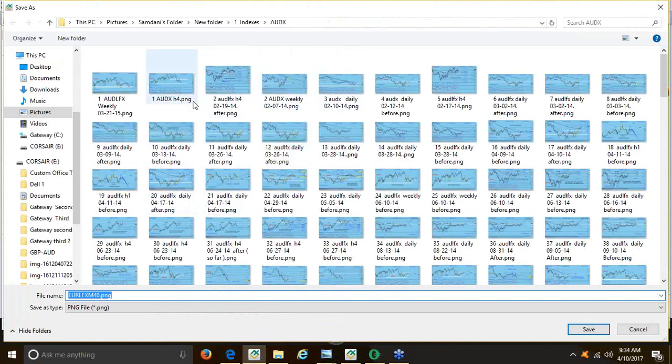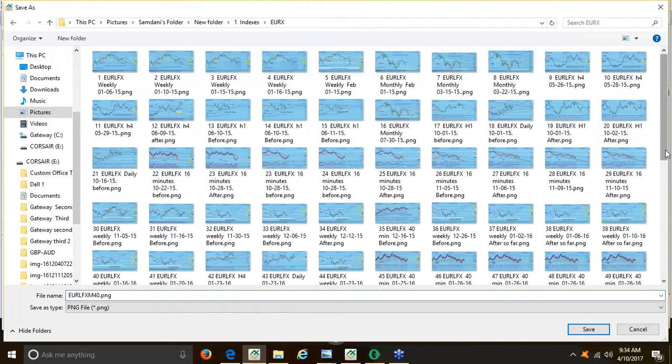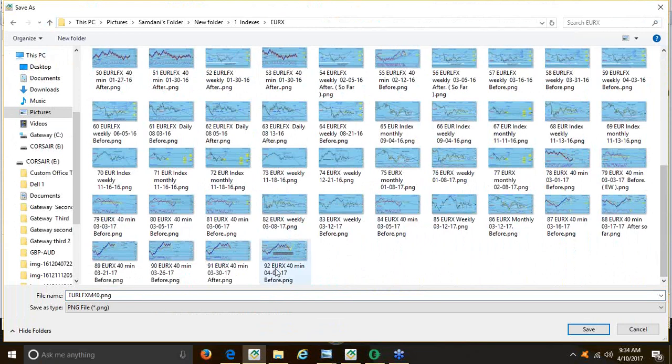I have this folder made on my computer, which is the Aussie index. I need the euro index, so the euro index is here, this folder, and over time I have all these charts saved. I number them so that they are different from each other. So 91, 92 is the last one, 40 minutes, and I'll make it 93. Make sure it's euro index 40 minutes, and the date is April the 10th, 17, before chart. Fine, thank you, and save.